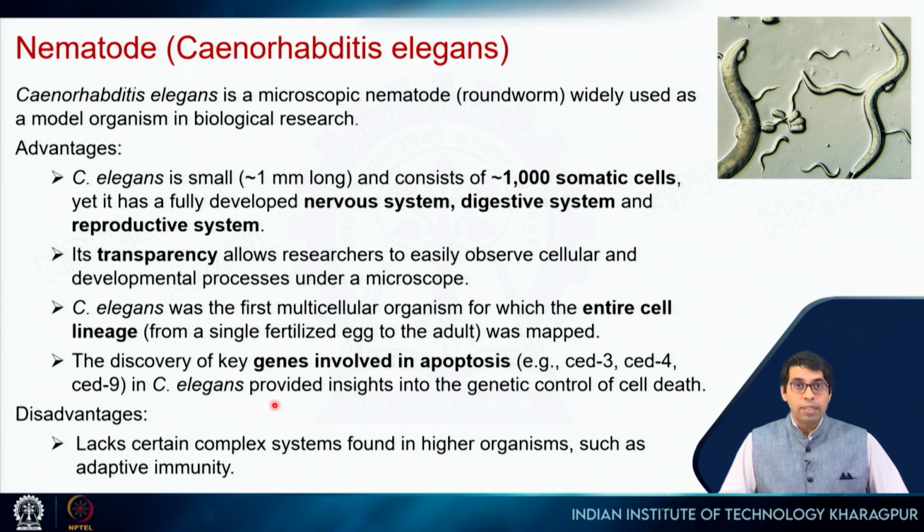So what are the disadvantages? It lacks the complex systems which are found in higher organisms, such as adaptive immunity. So again, if you want to study something like that, then C. elegans is not the model organism. You have to go for something like mouse.